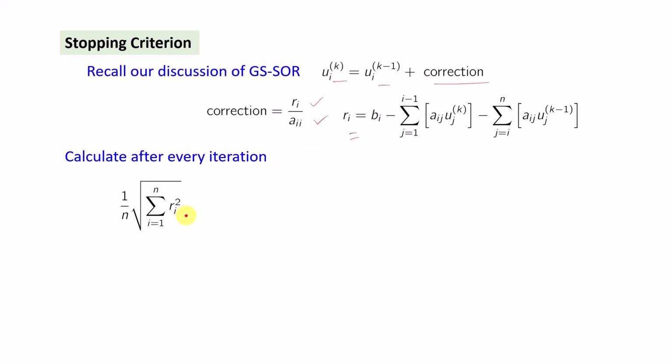So this is a norm mathematically, and it is also giving us the kind of correction we are using on an average in one of them. So you can use this as your stopping criteria.